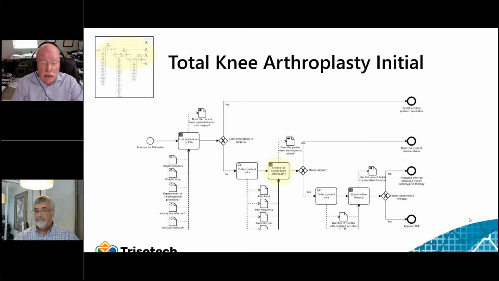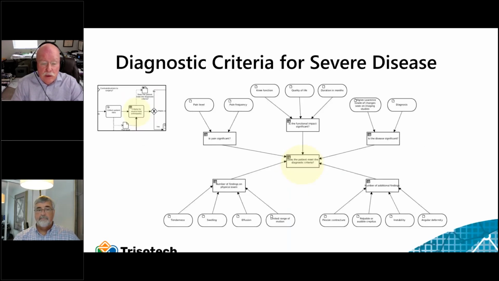And if we go to the next slide, we'll see the DMN model that helps with the decision to decide: does this person have severe disease and meet the requirements of medical necessity? This is a relatively complex diagram, but the decision to decide if a knee joint is severe enough to be replaced is a complex decision. There are 5 sub-decisions. One relates to pain.